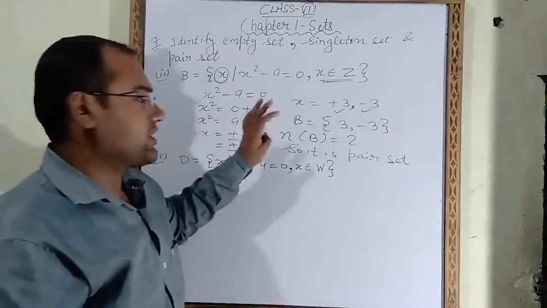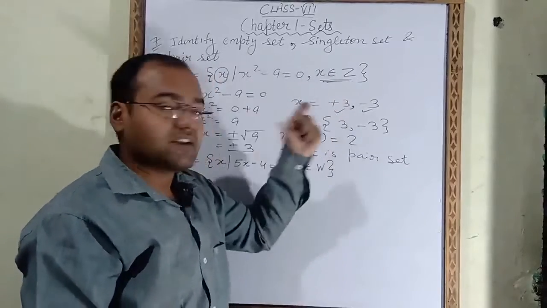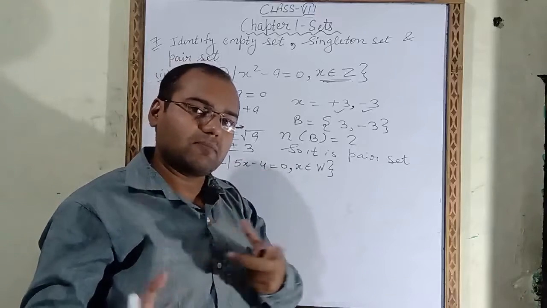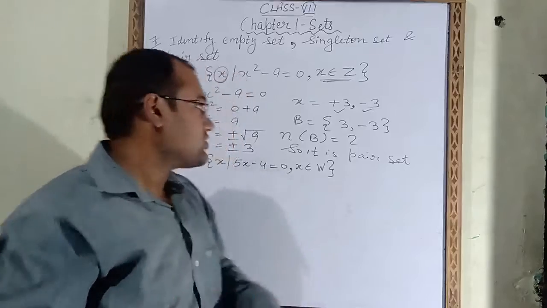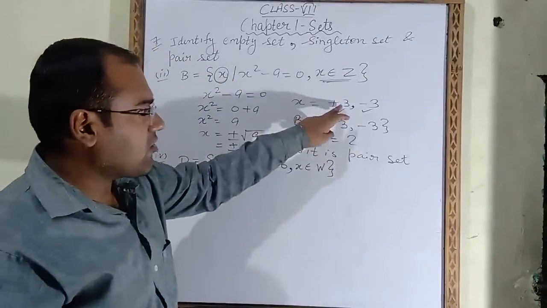Suppose in this question instead of z, n will be written. N means natural number. Natural means 1, 2, 3, 4. Any positive numbers are called natural numbers, starting from 1. So instead of z, if n will be written, we have to consider only this value.